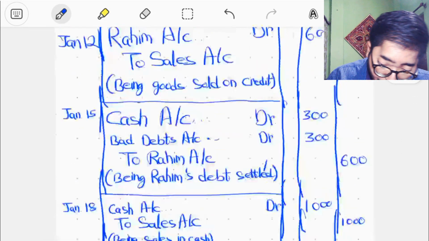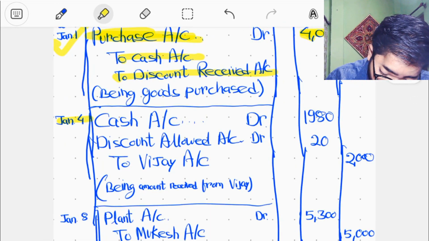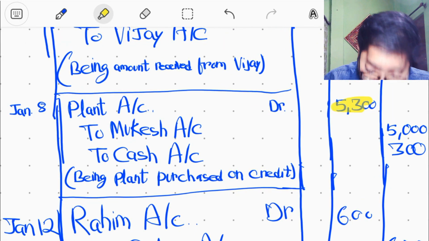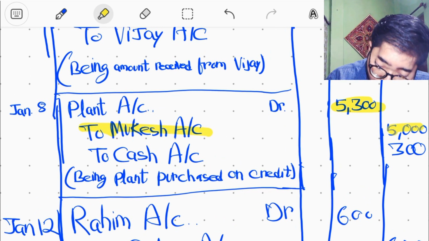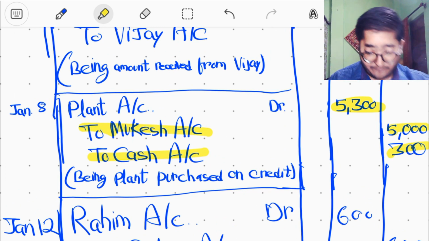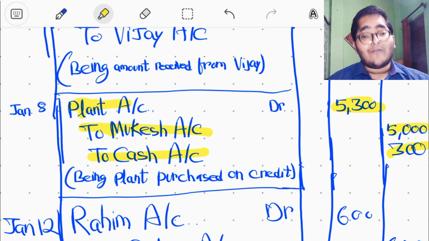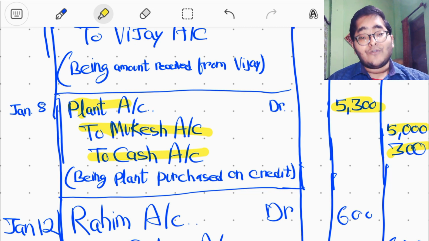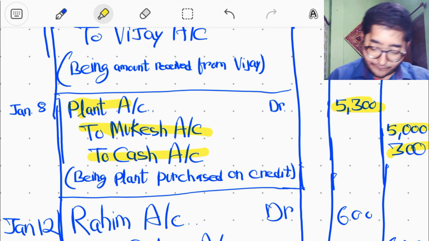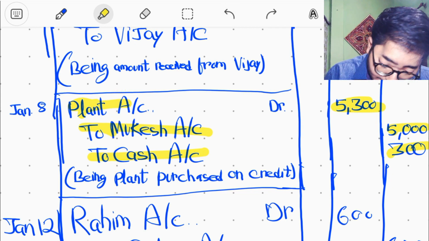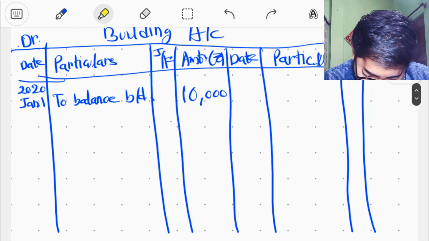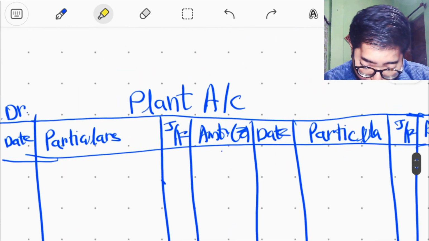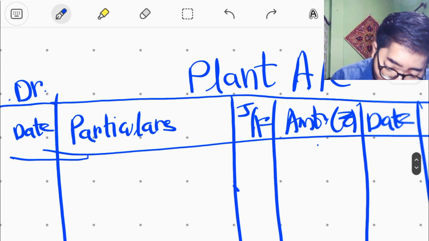Now the time for our next entry. January 4th, done. Our next entry is plant account debit rupees 5300 to Mukesh account 5000 to cash account 300. Let's repeat. Plant account debit 5300 to Mukesh account 5000 to cash account 300. So our first account is plant. Plant account debit. Debit side of the plant account.